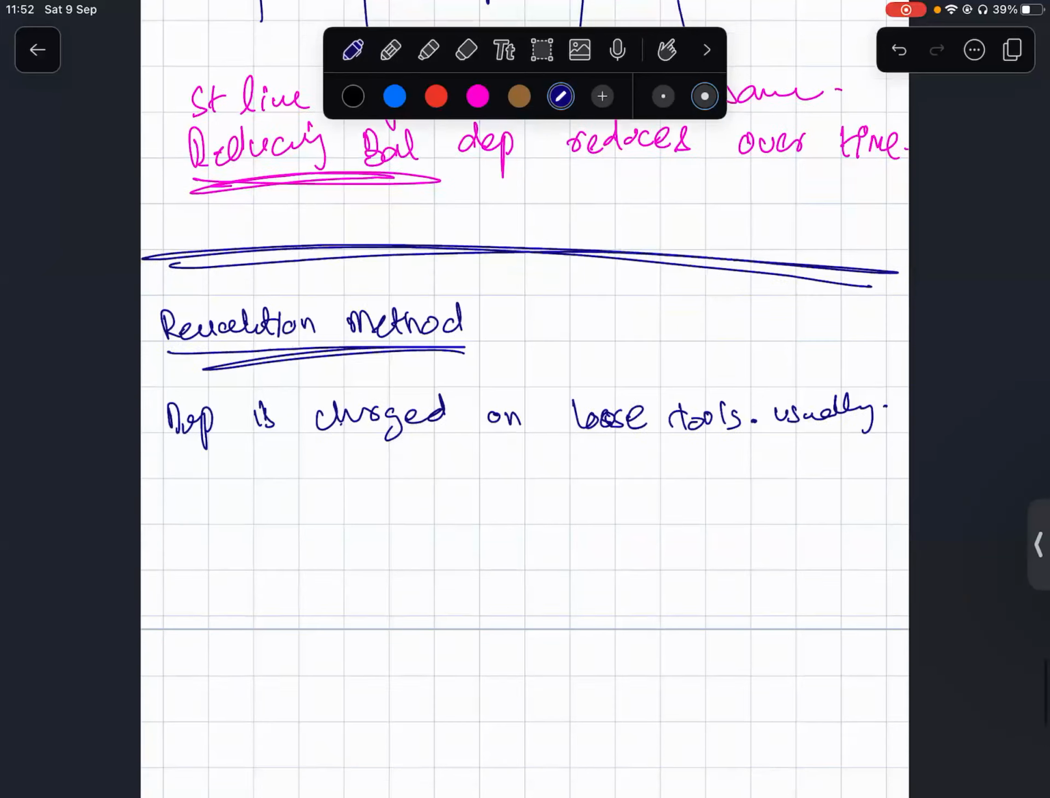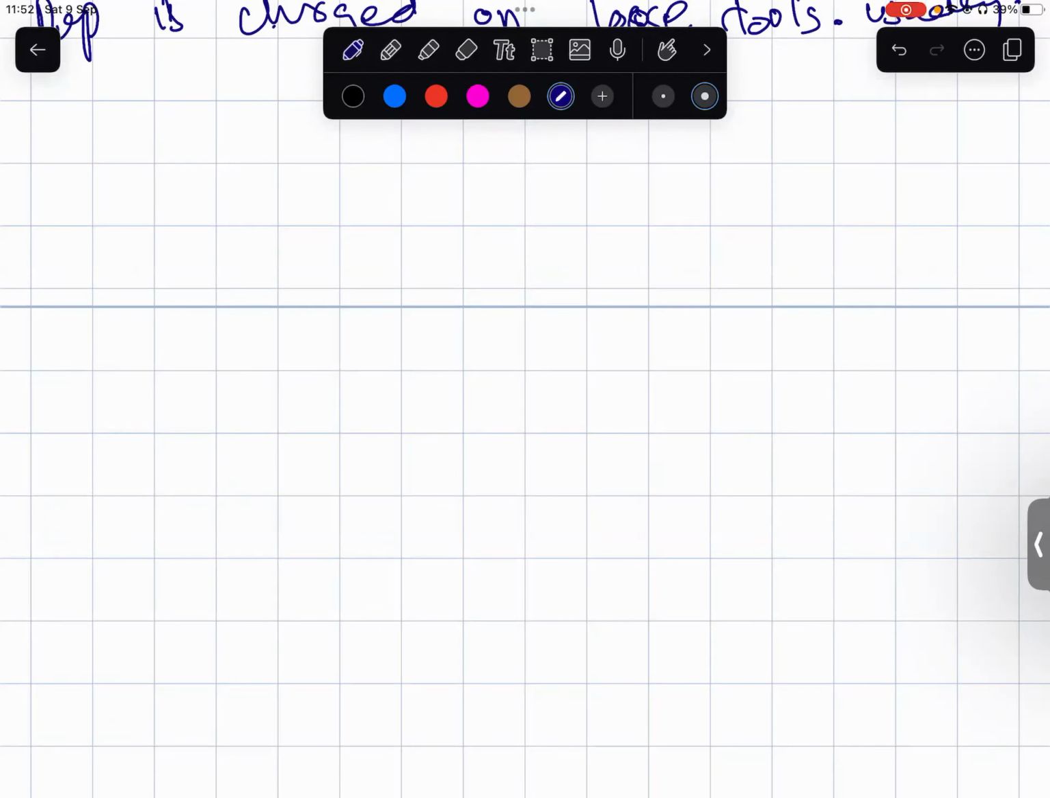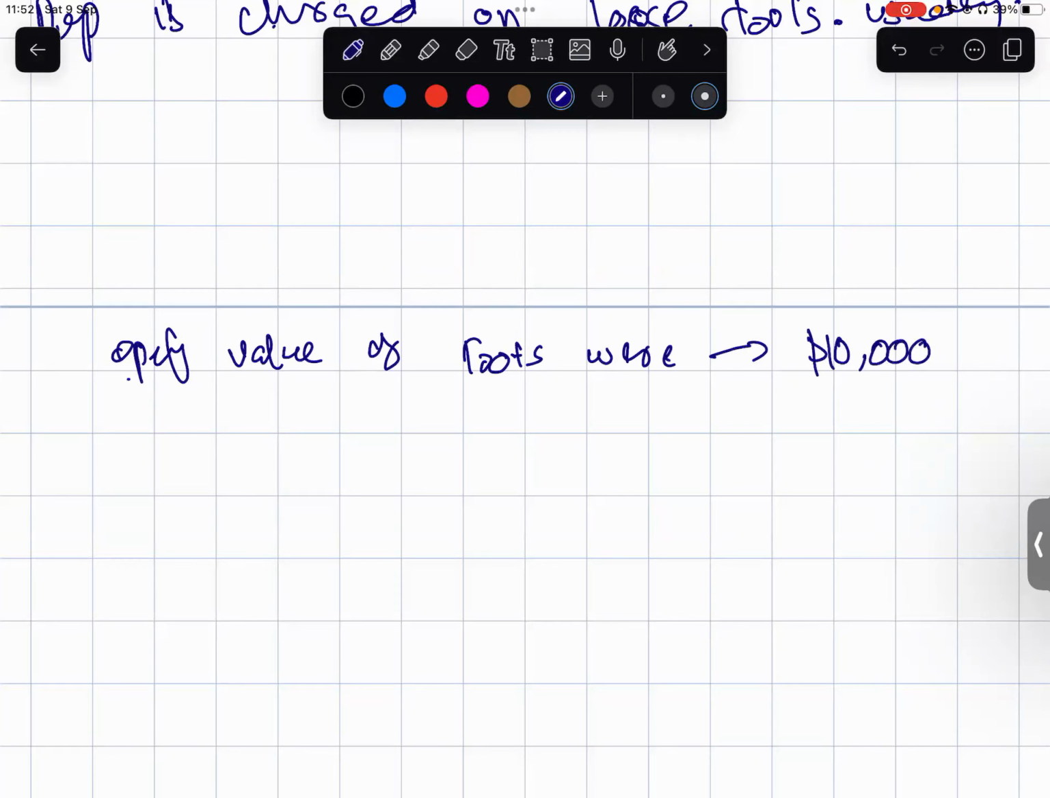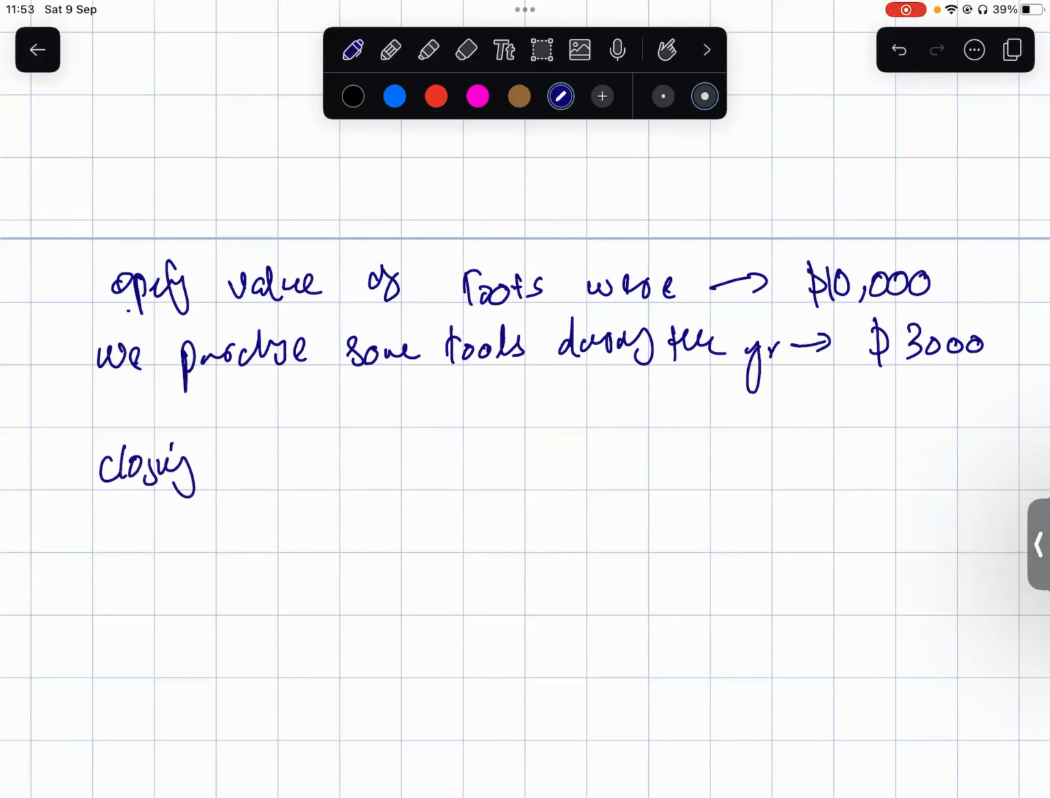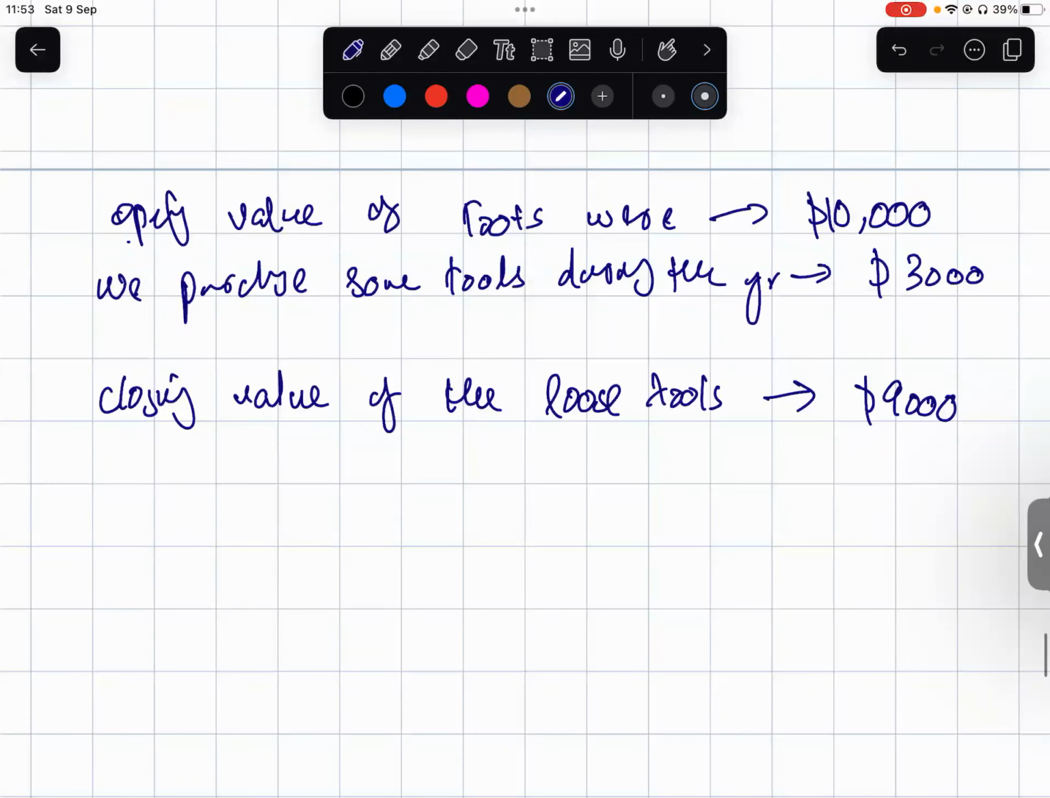And the good thing about this is that you will be given information something like this: let's say that the opening value of tools was $10,000. Then they will tell you we purchased some tools during the year, and that was for $3,000. And they will also tell you that the closing value of the loose tools was, for example, $9,000. So they will give you this information within the question, and they will ask you to calculate the depreciation for the year.